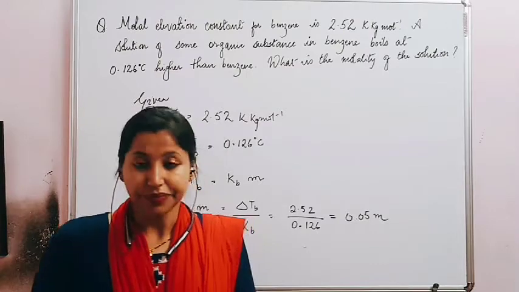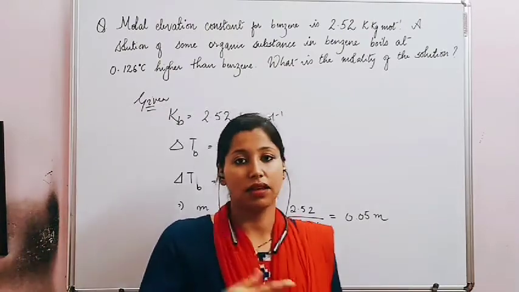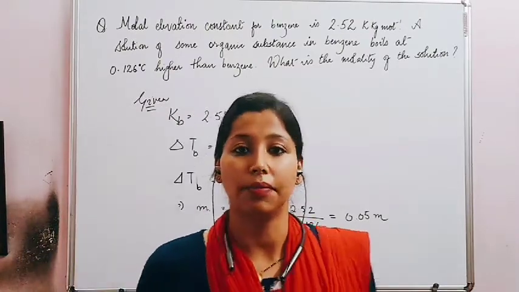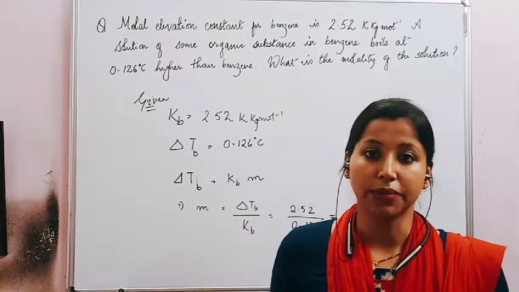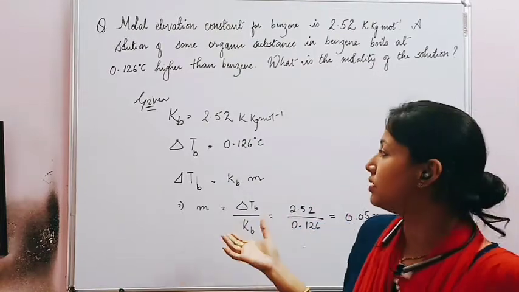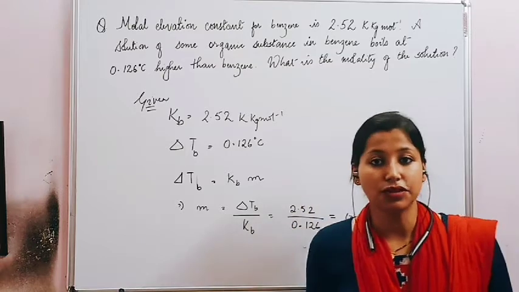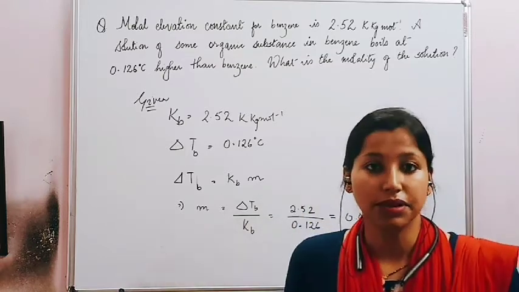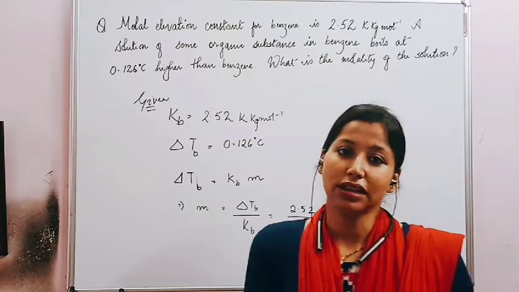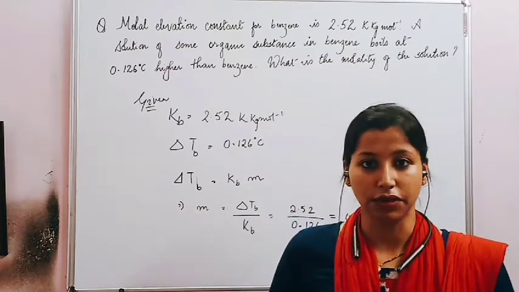Alright? Okay, so with this, we will stop our discussion about the second colligative property. This is not the only kind of numerical. There will be numericals related to molar mass determination also. So that I have given in the assignment. Please try solving that, okay?